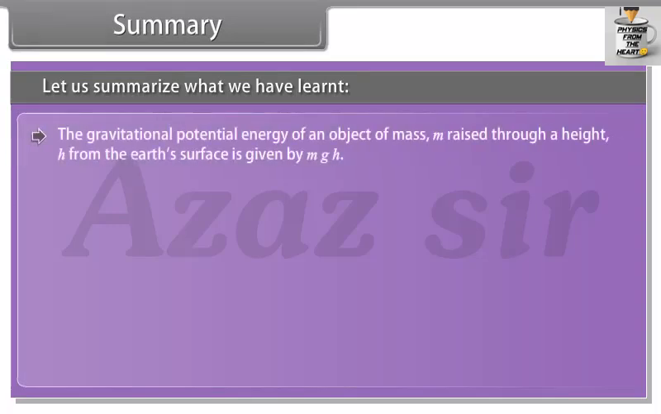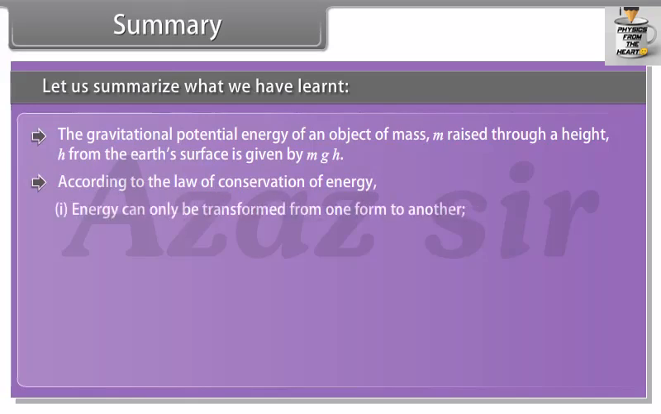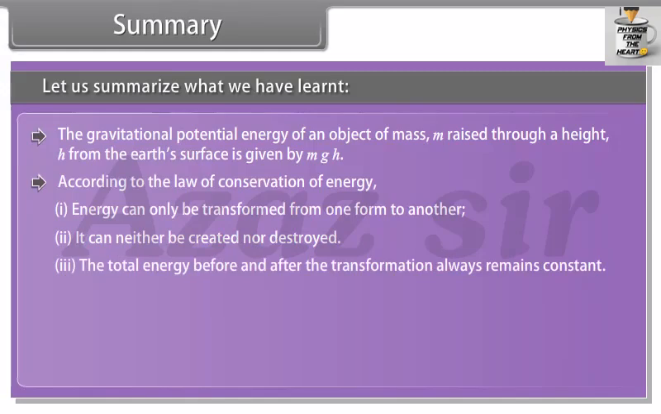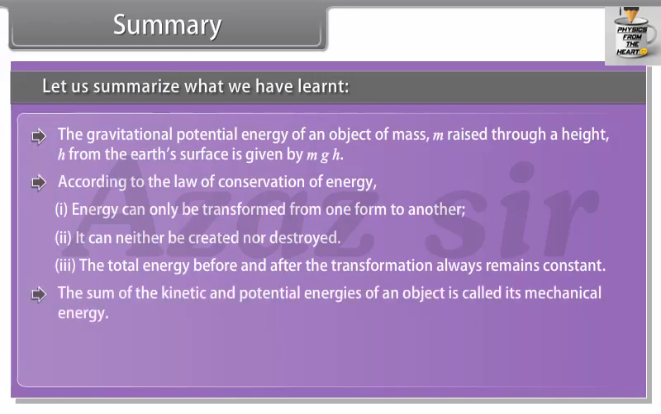The gravitational potential energy of an object of mass m raised through a height h from the Earth's surface is given by mgh. According to the law of conservation of energy, energy can only be transformed from one form to another. It can neither be created nor destroyed. The total energy before and after the transformation always remains constant. The sum of the kinetic and potential energies of an object is called its mechanical energy.